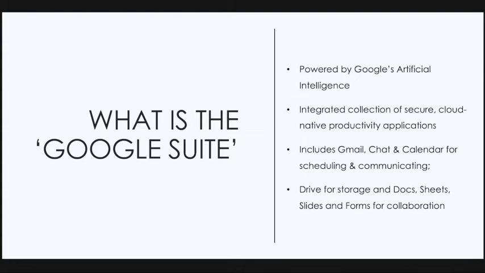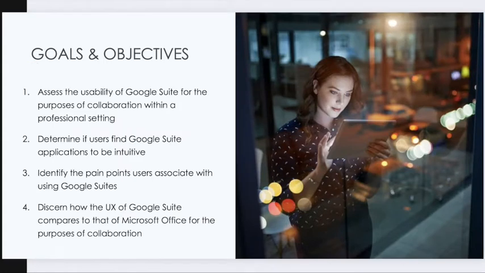So these applications include Gmail, GChat, and then Google Calendar for the purposes of scheduling and communicating. And then there's the Google Drive for storage, and then Google Docs, Sheets, Slides, and Forms, which are all for collaborative purposes. I will now get into our goals and objectives.